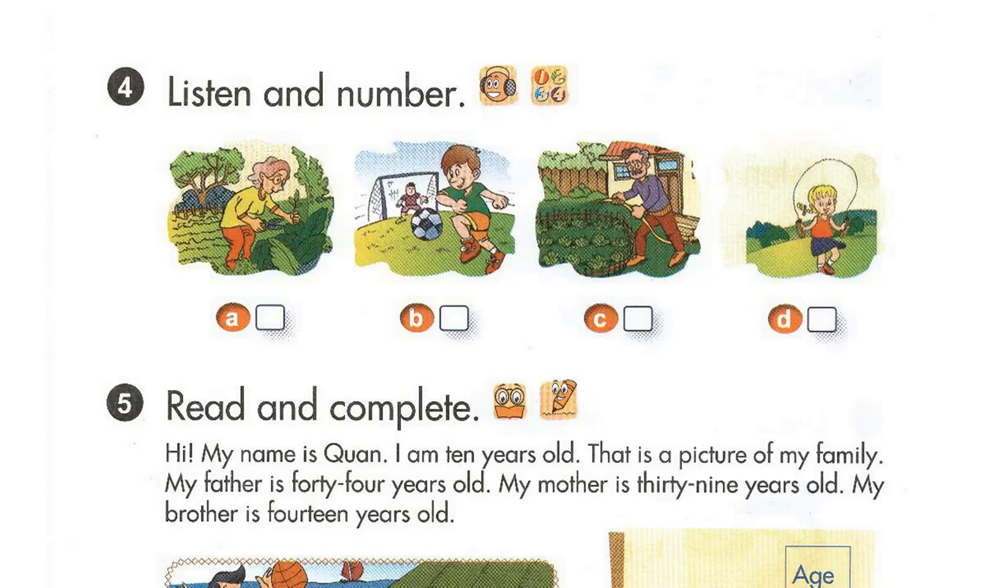Page 9. Lesson 2. Activity 4. Listen and number. 1. That's my sister. How old is she? She's 6 years old. 2. That's my grandfather. How old is he? He's 68. 3. Who's that? It's my grandmother. How old is she? She's 64. 4. And who's that? It's my brother. How old is he? He's 13.